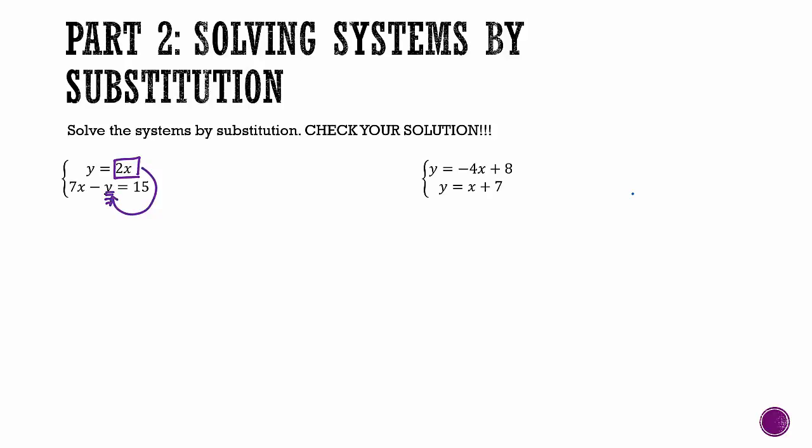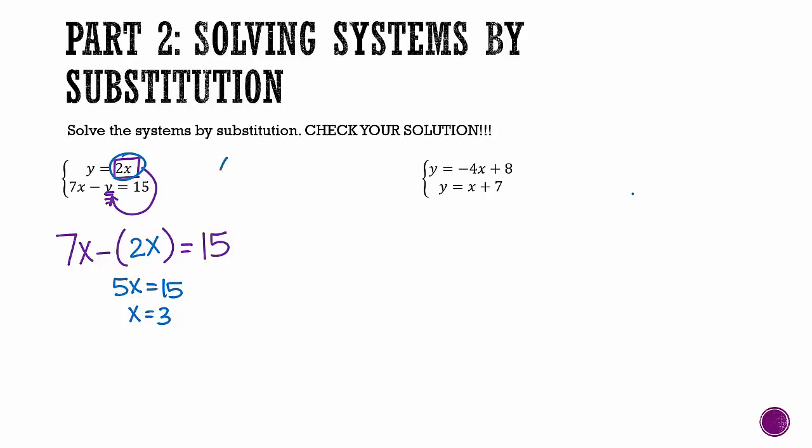So I'm going to come here. Everything else stays exactly the same. But instead of writing y, I'm going to write what y equals, which I know is 2x. And now if you look, what we've done is we've turned an equation that had 2 variables into an equation with just 1 variable, and we all know how to solve this. 7x minus 2x gives you 5x. If we divide both sides by 5, we get x equals 3.